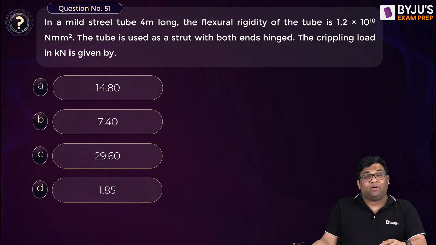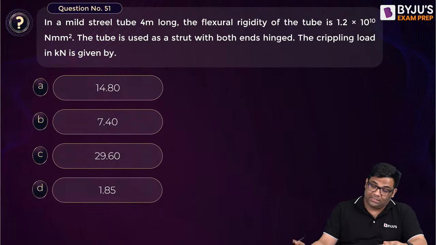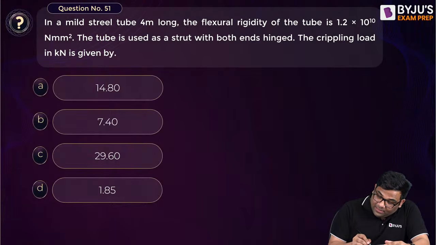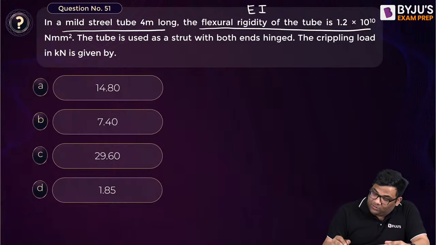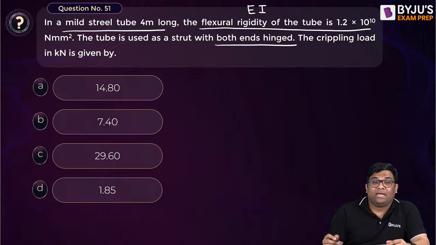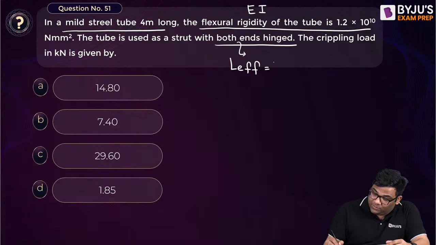Next question is 51st question. 10 questions to go. Let us be fast. We have a mild steel column, 4 meter long. The flexural rigidity EI is given, right? And both ends are hinged. When both ends are hinged, your L effective will be equal to L only. That is 4 meter.